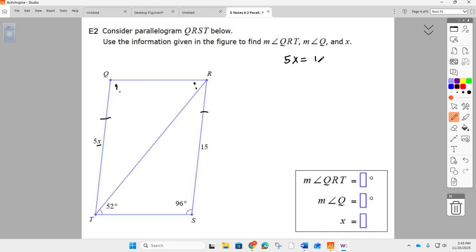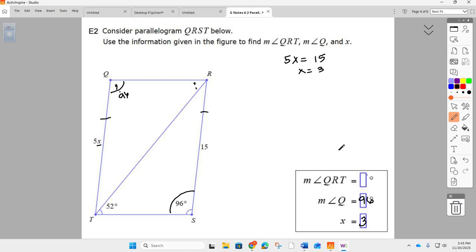5x equals 15. Divide both sides by 5. Now we know x is 3. That's the easy one I said. Well, this one is even easier. These opposite angles have to be congruent, right? So if this is 96 degrees, then this one has to be 96 degrees. So that one's pretty easy as well.